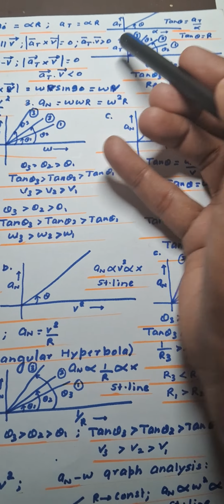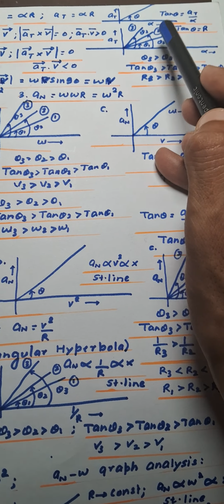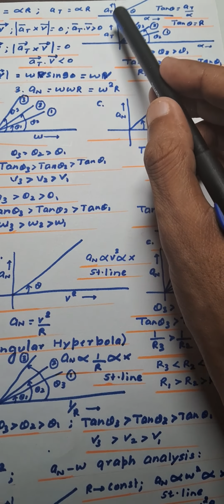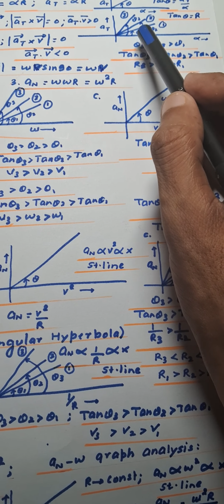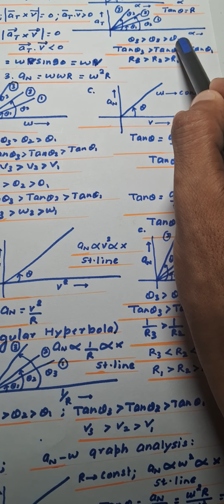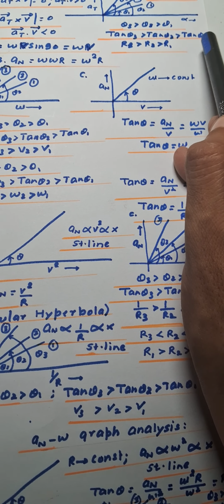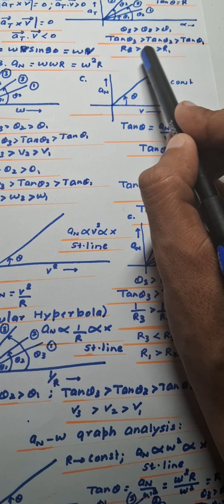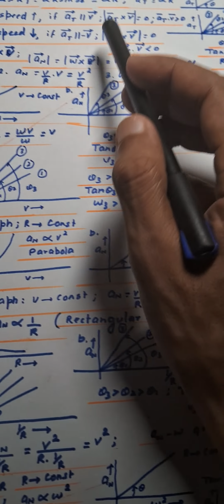If observed graphically, the graph between a_T and alpha will be a straight line and tan theta will be r. If we have three different cases, three different graphs, then we can see that corresponding to the third graph, theta 3 is greater than theta 2 greater than theta 1. That means tan theta 3 greater than tan theta 2 greater than tan theta 1. That means R3 greater than R2 greater than R1. So this is the analysis that we can make.